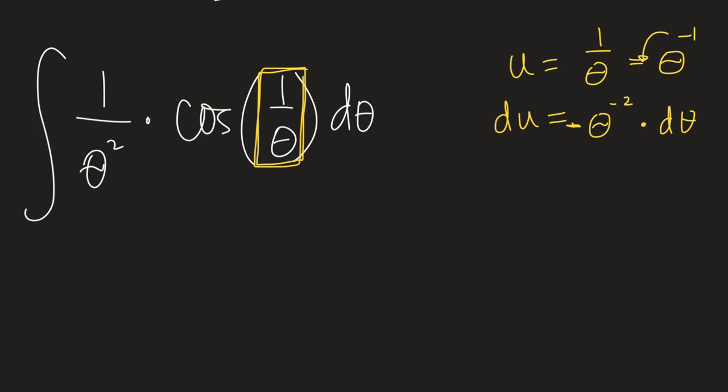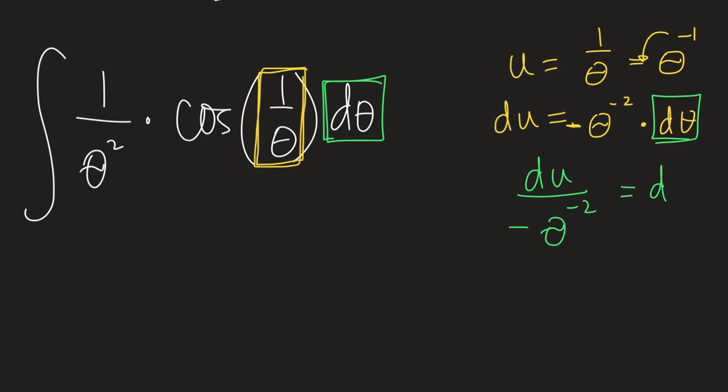d theta. So we need to solve this for d theta so that we can replace d theta here. So when I solve this for d theta, I get du over negative theta to the negative 2, which is the negative of theta squared du.